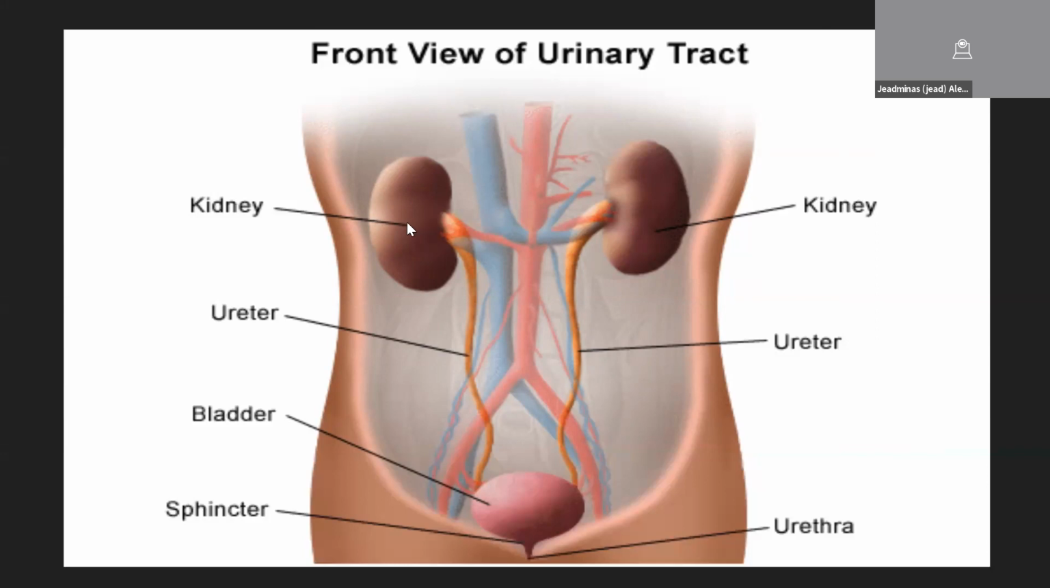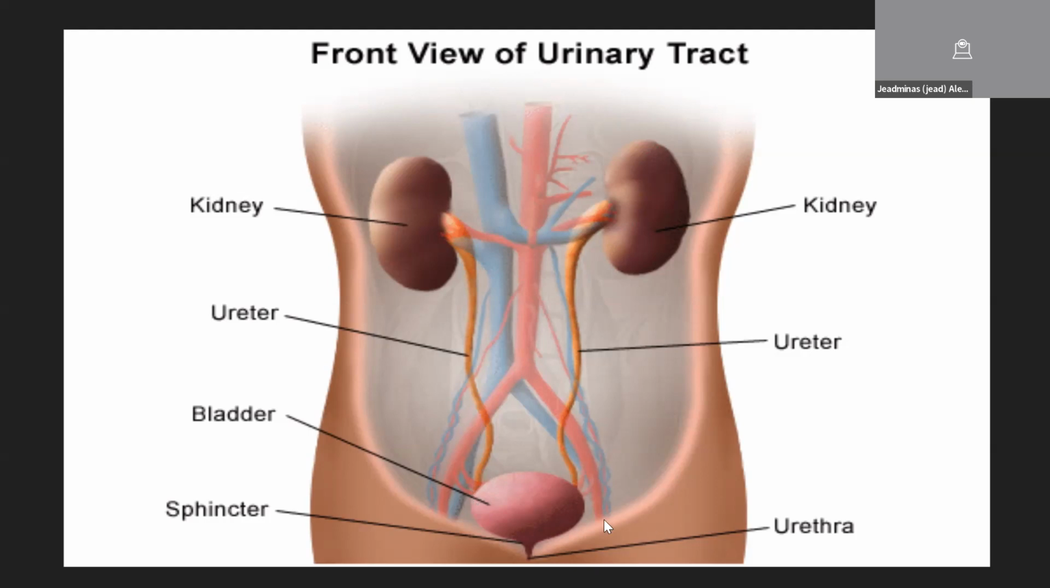Right here, as you can see, this is your pair of kidneys on both the left and the right side. And right here we have the ureters, which are also located on both sides. Now, the ureters are the tubes connecting the kidneys to the bladder. And right here, you can see the orange tube on both sides too, and it shows how it's connected from the kidney all the way down to the bladder.